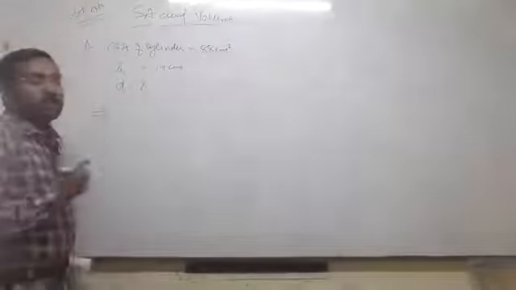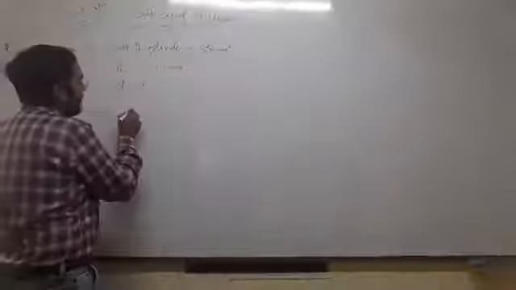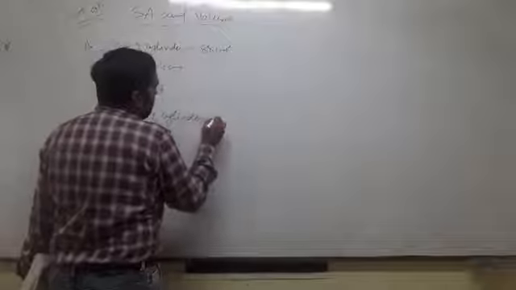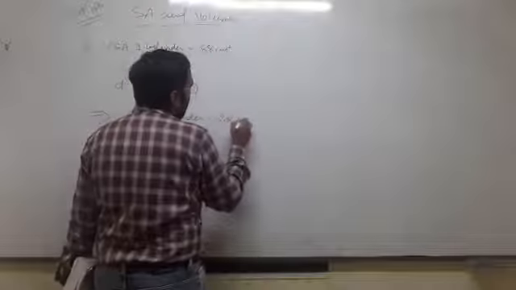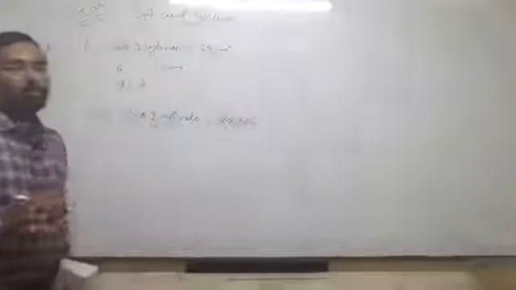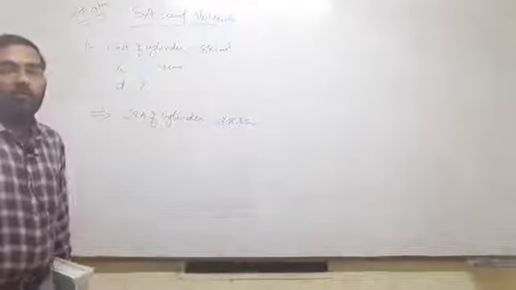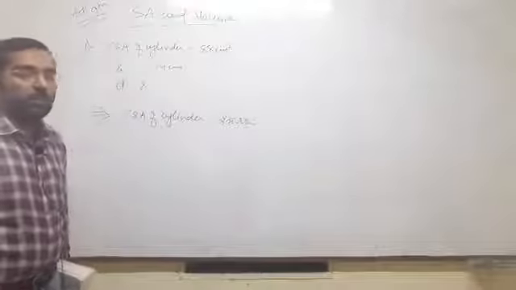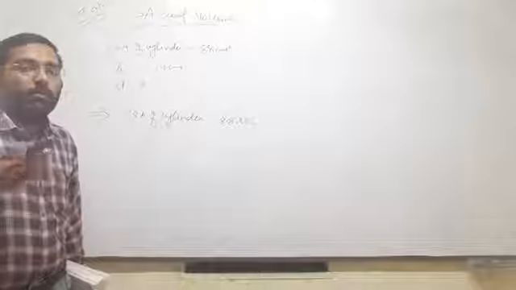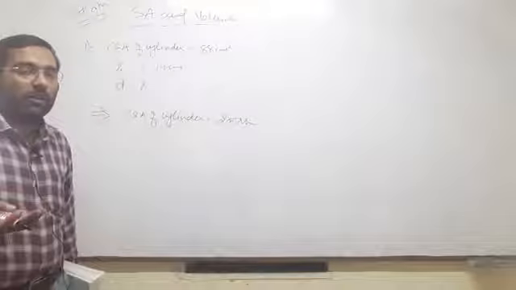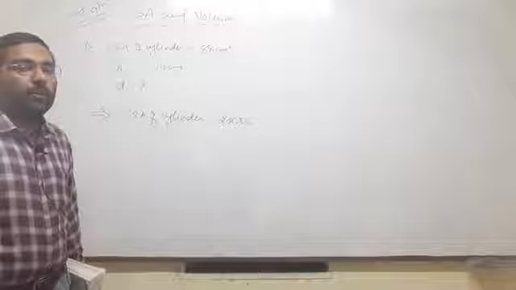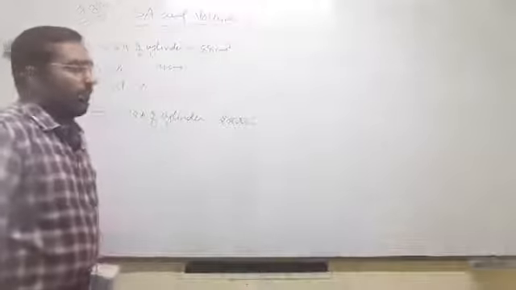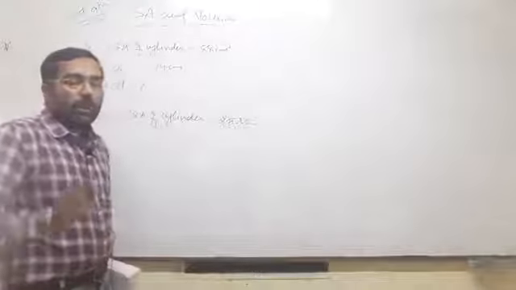As per the CSA of the cylinder given, I will take the CSA of cylinder, that is 2 pi r h. We always take the value of pi as 22/7. Whenever the question says to take the value of pi as 3.14, then we have to take pi as 3.14. Otherwise we always take the value of pi as 22/7.